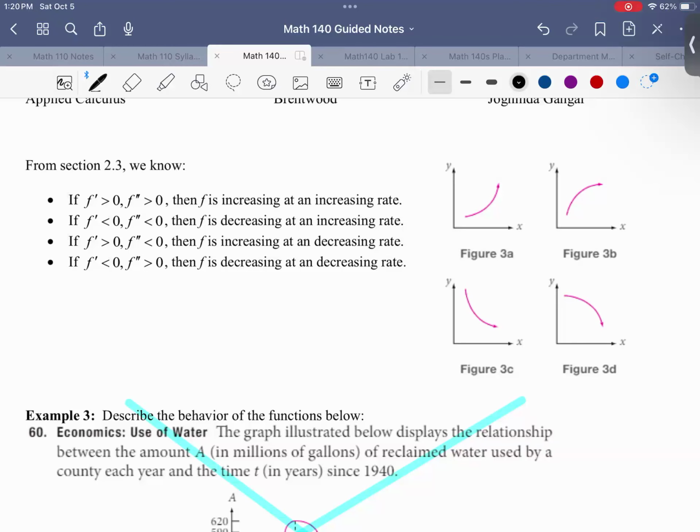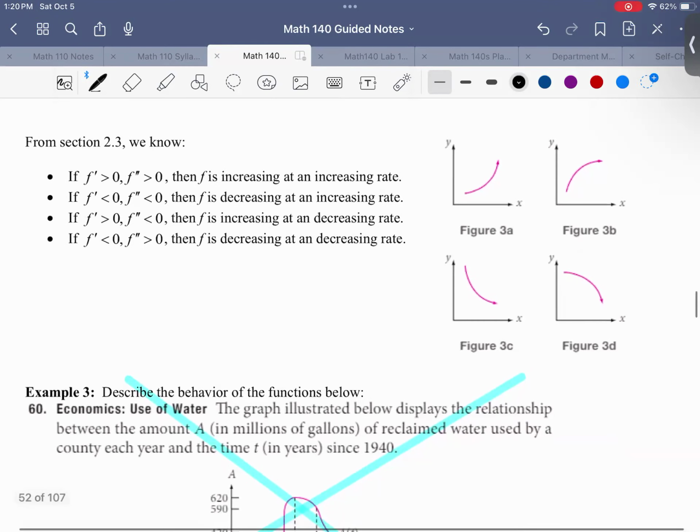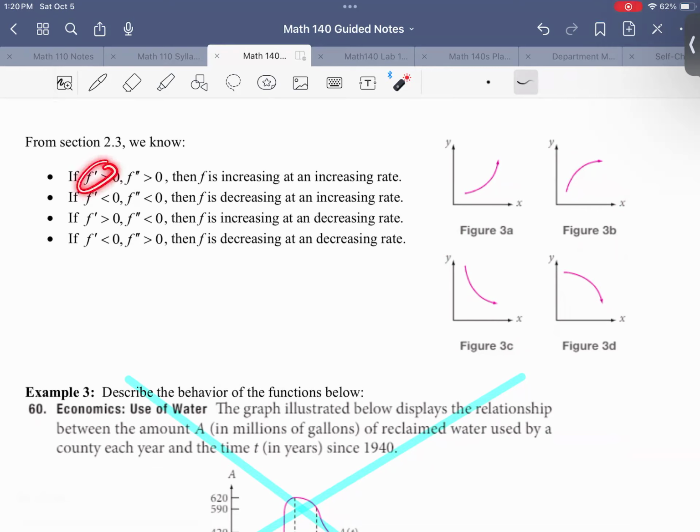All right, hi everybody. So let's go and get into interpreting the concavity for these graphs. Remember from previous material in chapter 2 that we had statements like first derivative tells us something, second derivative tells us something, right? So, both are positive, increasing at an increasing rate. Both are negative, decreasing at an increasing rate, right? Your decrease is getting bigger.